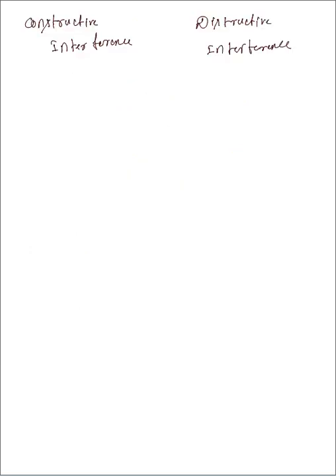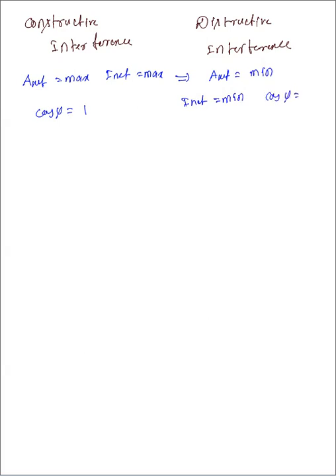Let's discuss the constructive interference and destructive interference summary here. Constructive interference means A net should be maximum, I net should be maximum. We can achieve this condition when cos phi value is equal to 1. Destructive interference means A net should be minimum, I net should be minimum, and cos phi value should be equal to minus 1.